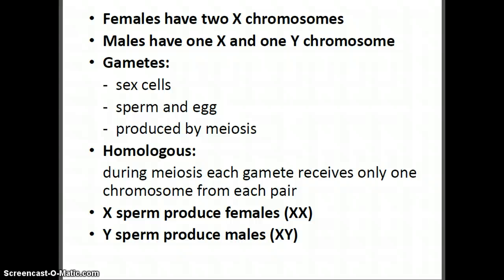An X sperm produces females because then an X sperm will fuse with an X ovum. All ova contain the X chromosome. A Y sperm produces males, so then a Y chromosome will fuse with the ovum that only contains X chromosomes. So this is really quick at the end. After we spoke of death, we are now speaking about new life once again.